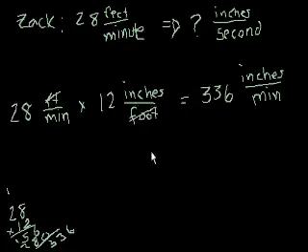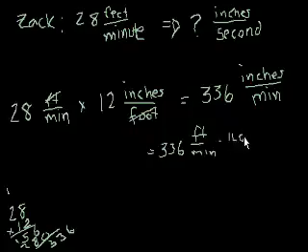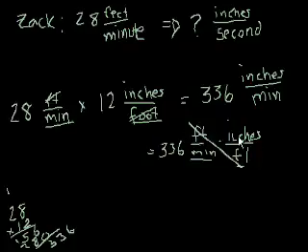I could have also written this as 28 feet per minute times 12 inches per foot. And because the feet per minute came from here, and the inches per foot came from here, I would have canceled this out, and I would have gotten inches per minute. So anyway, I don't want to confuse you too much with all of that unit cancellation stuff.